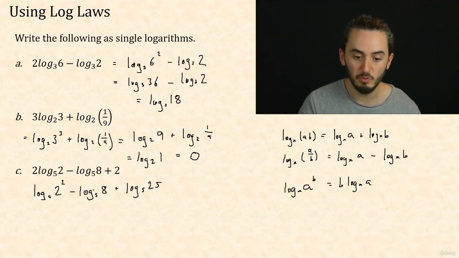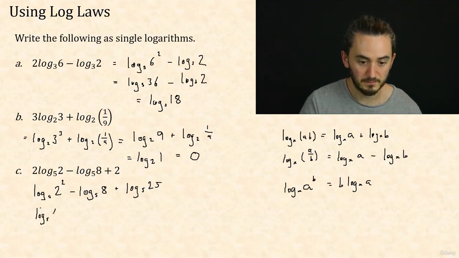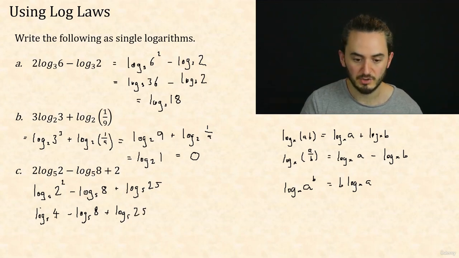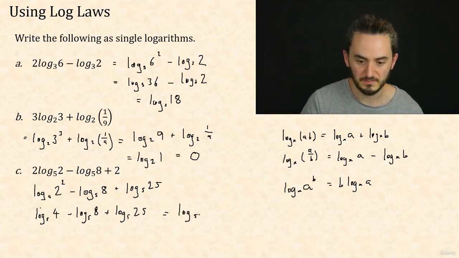So now I've got them all as logs. I can use my rules. So I've got log base 5 of 4, because 2 squared is 4, minus log base 5 of 8, plus log base 5 of 25. So firstly, my subtraction law, I can just divide these. So that's log base 5 of 4 divided by 8. So that's log base 5 of half.